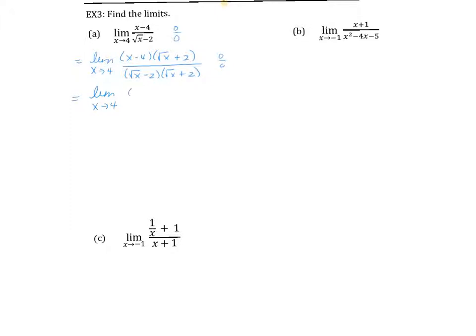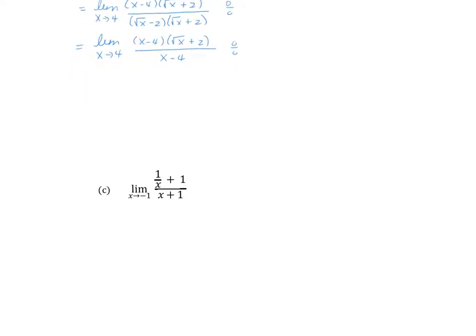I'm going to leave the numerator factored because I know something's going to cancel. And then I'm going to multiply out that denominator, which will end up being x minus 4. So notice this is still 0 over 0. As you're doing your algebra, you just want to, at every step, double check your limit. Just so that if you don't get an indeterminate form, you can stop. But notice that the x minus 4s are going to cancel. So now I'll have the limit as x goes to 4 of the square root of x plus 2.